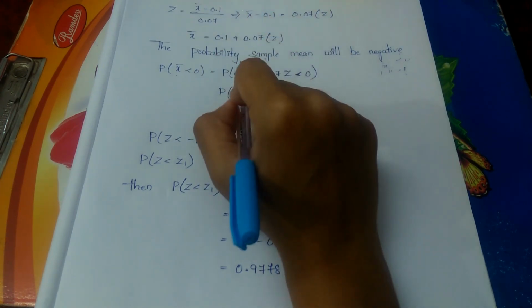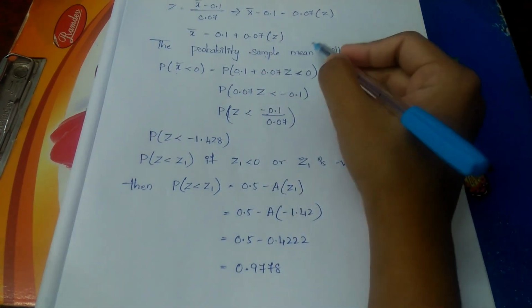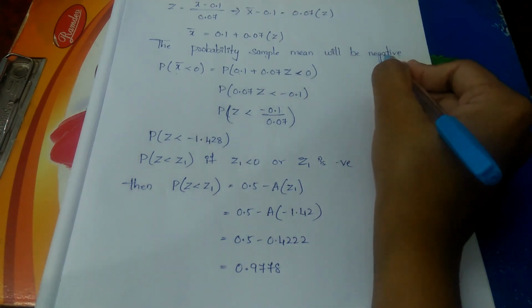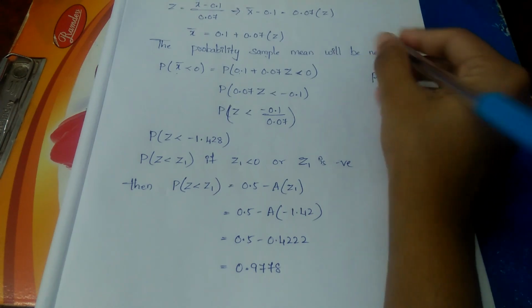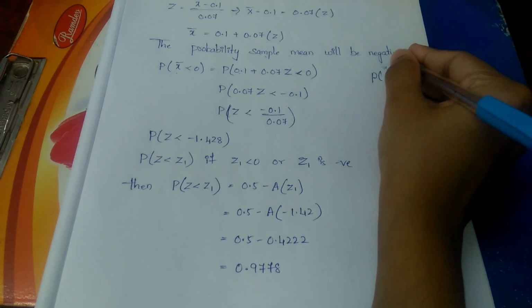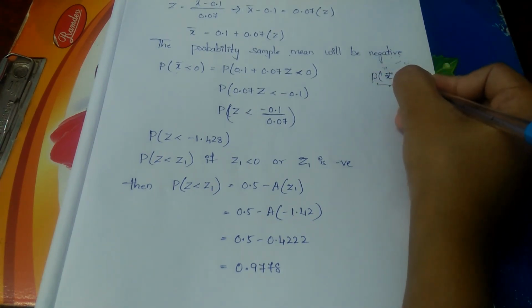Now the probability that the sample mean will be negative. Let us assume that the sample mean is negative. In the problem they give it as: find the probability that the mean of a sample of size 900 will be negative. So for the negative we have to find out the probability. Here the sample mean is represented as x bar, and it will be negative, nothing but it will be less than 0. So for this you have to find out the probability.